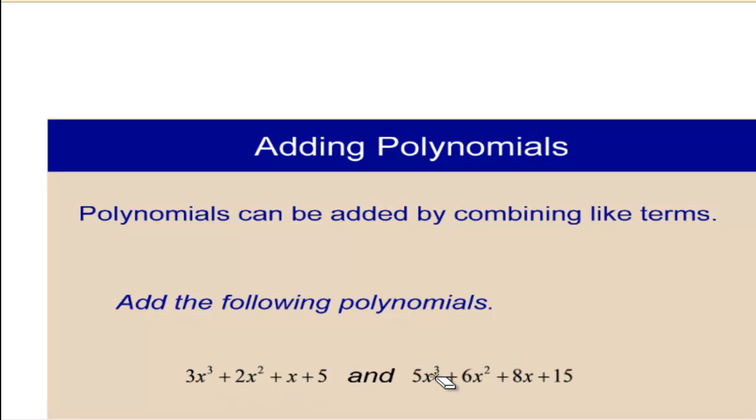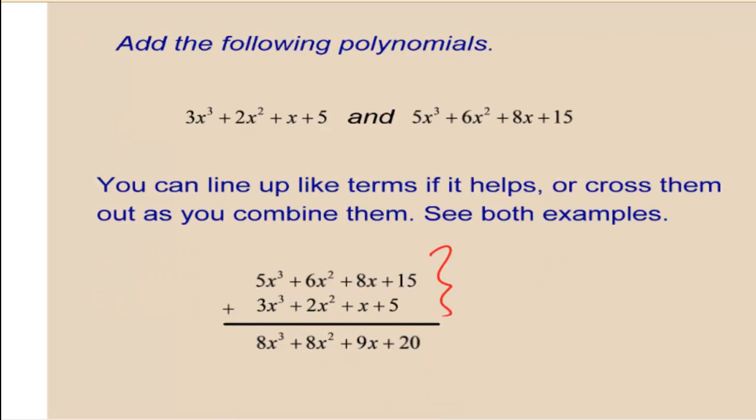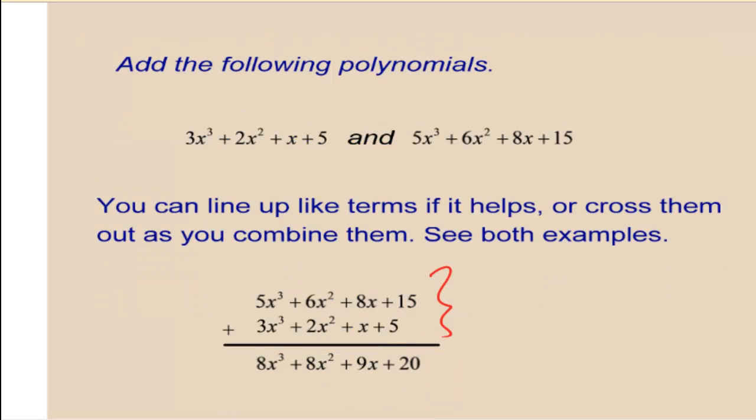Initially, when I learned to add polynomials, I lined up my polynomials underneath each other and put the like terms underneath each other vertically, like the example you see here. Then you just add. It's very simple. So we have 5x cubed plus 3x cubed is 8x cubed. 6x squared plus 2x squared is 8x squared. 8x plus x is 9x. 15 plus 5 is 20. And there's your answer.